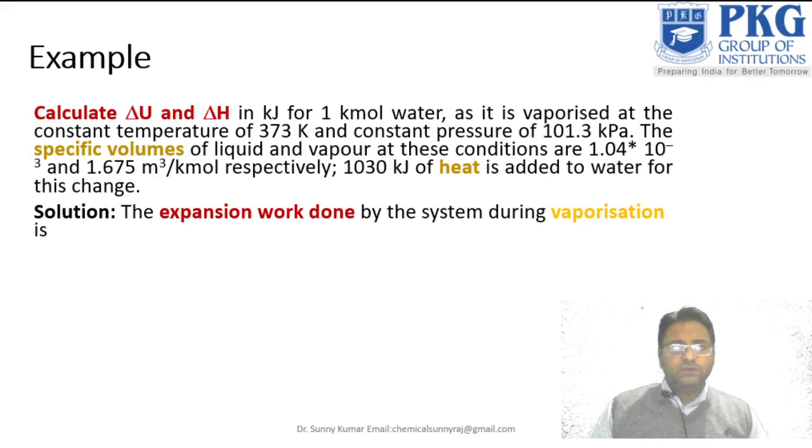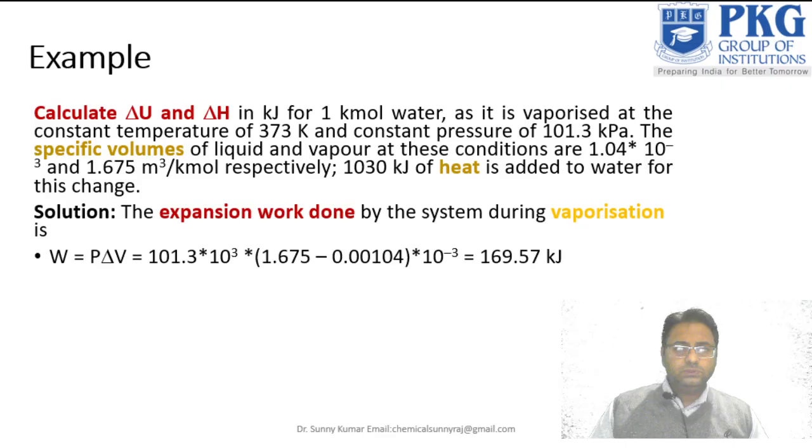So the expansion work done by the system during the vaporization. The work done will be W equals P delta V. The expansion is happening from 1.04 to 1.675. So when you write this, and the pressure is also given for this system, which is 101.3 into 10 to the power 3, you will get the work done as 169.57 kilojoule.